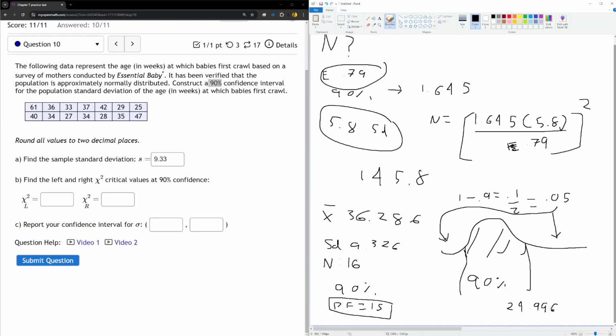24.996, and if we take 1 minus 0.05, we get 0.95. 0.95, look at 15, you get 7.261. Cool, now how do I use them?